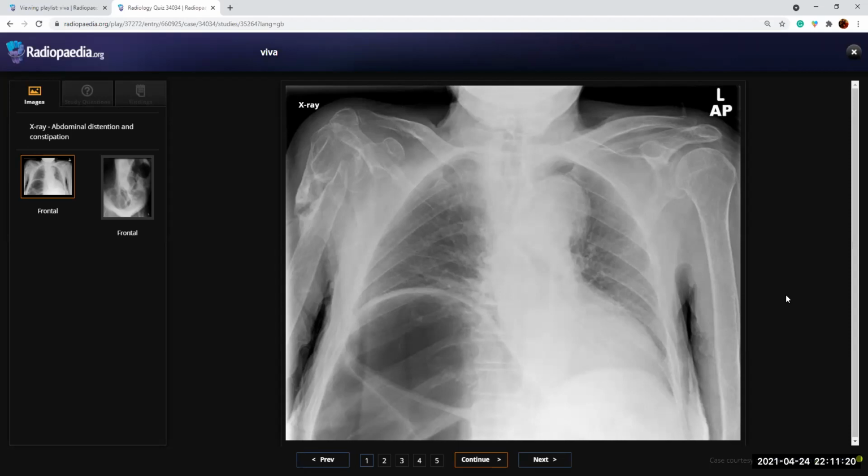The gas-filled viscus appears to have haustra, so this appears to look like part of the ascending colon. With a history of staying in a mental asylum, and considering the old age also, I would like to review further and take an X-ray of the abdomen and pelvis as well.